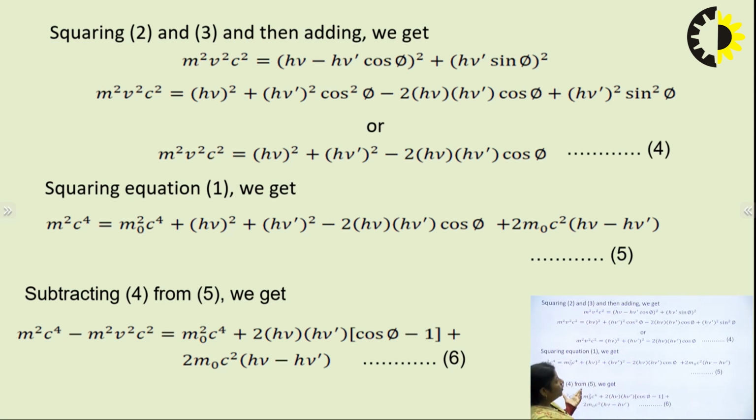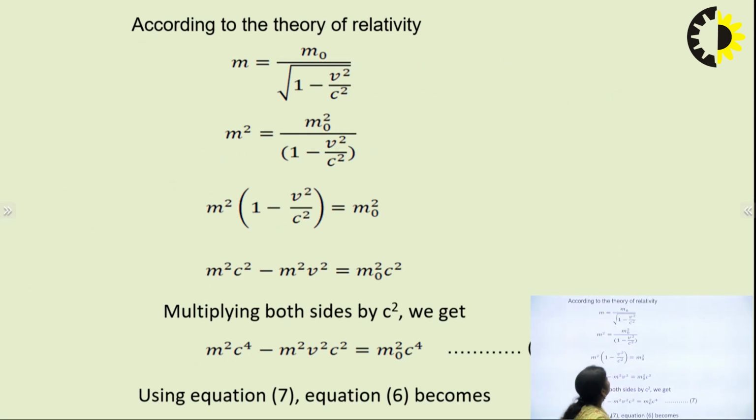All right, now the next step of calculation which we are doing is we are subtracting equation 4 from equation 5, and we are getting equation 6. All right. So starting from this step, we are doing certain calculations or simplifications to obtain the relation between those scattered wavelengths. All right.